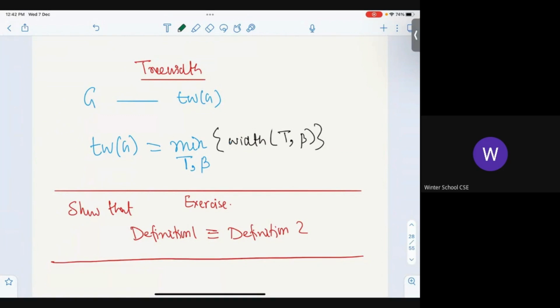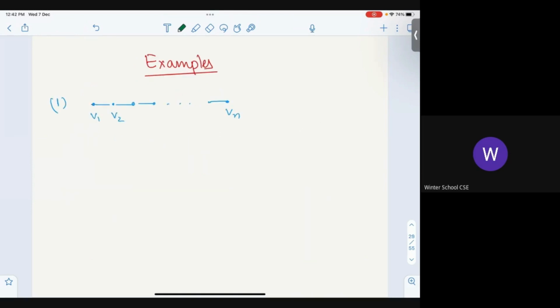And now in the next 30 minutes, or whatever it is, I would like to see if you can use this definition on your hand. So be prepared with your pen and paper. And here's an example. This is a path of length n. This is just a path on n vertices. Give me a tree decomposition for this. As good as you can.